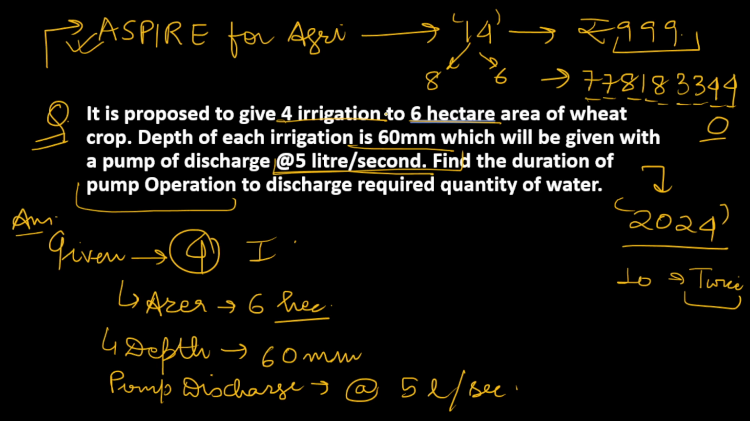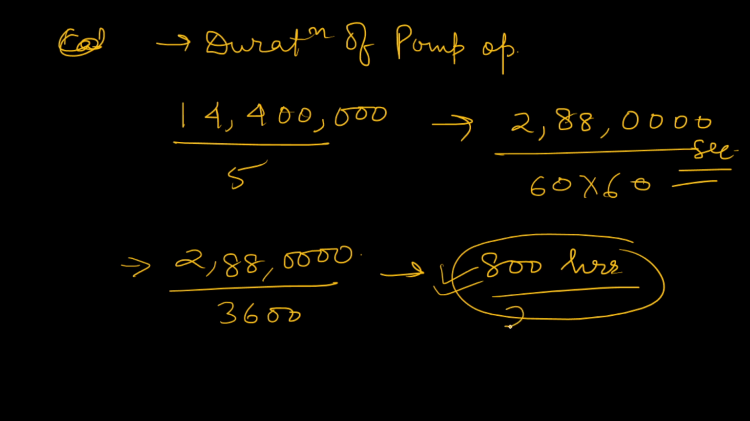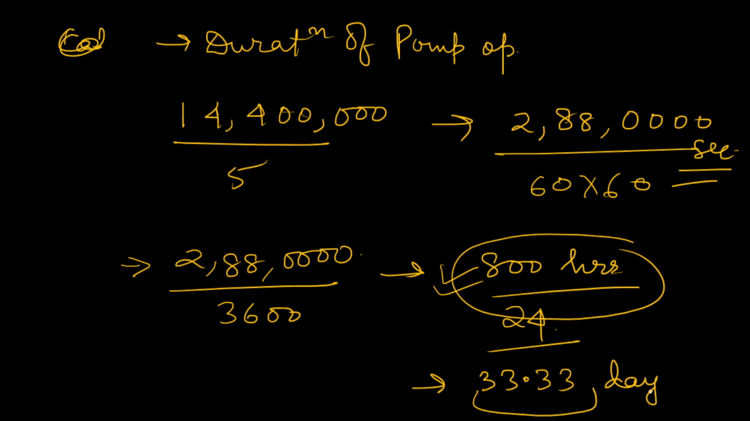Although I have not mentioned it here, I think in the question they have asked to find it in days. So basically we will convert into days. We can simply divide it by 24. So I think the days will be 33.33 days. This will be our result after calculation. So we have to operate the pump for 33.33 days to get the required amount of water for irrigation. So this would be our answer.